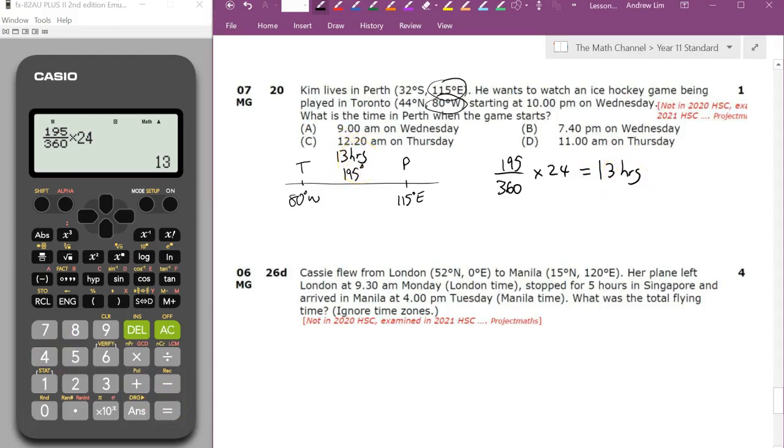So, the game starts at 10 p.m. on Wednesday in Toronto. We want to know what time in Perth the game starts. So 10 p.m., put that in 24 hours time. That's 22 o'clock. I'm going to add my 13 hours. Oh, that's more than 24 hours. I'm going to minus 24. And that tells me that's 11 a.m. Now we're going forward a day. I'm passing midnight into the morning. So that's going to be Thursday, 11 a.m. And that's D.